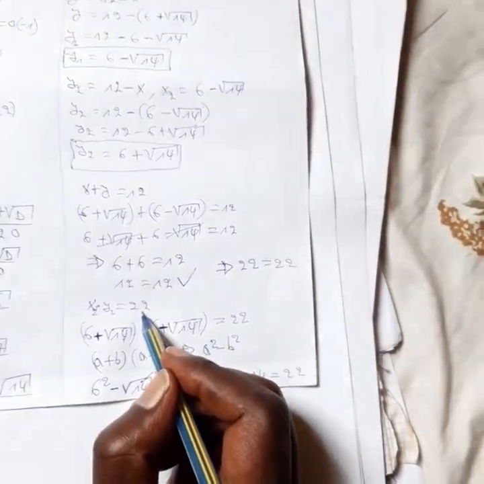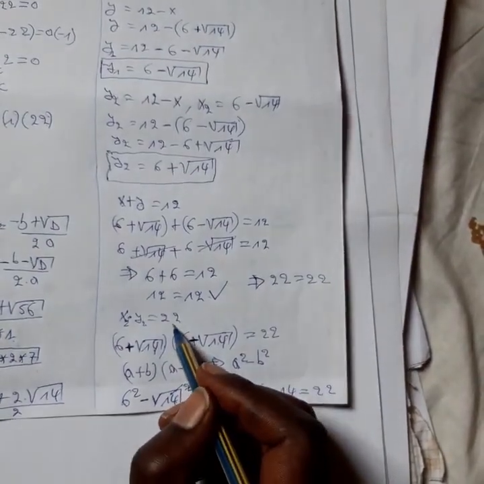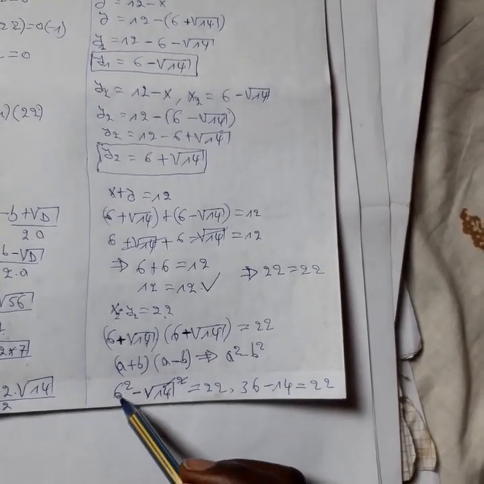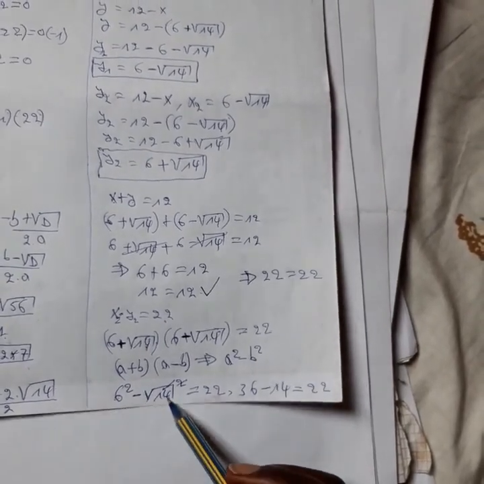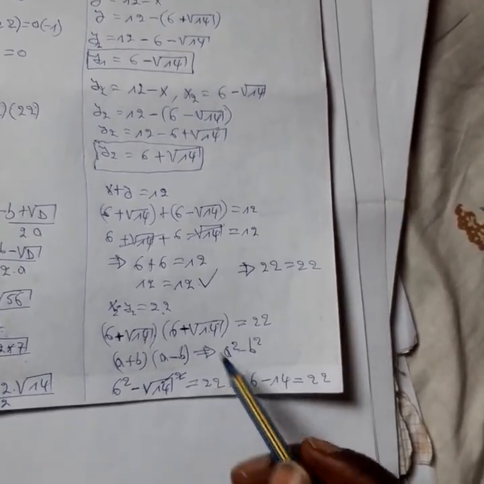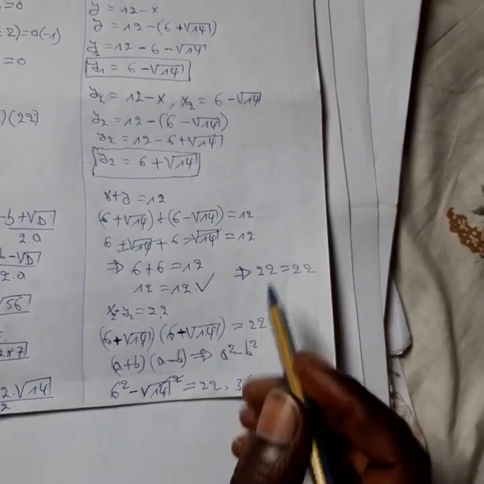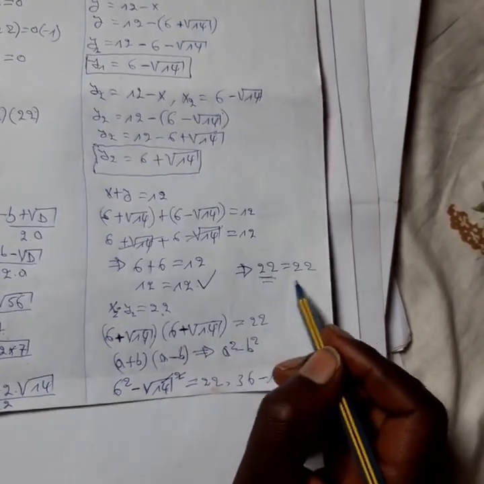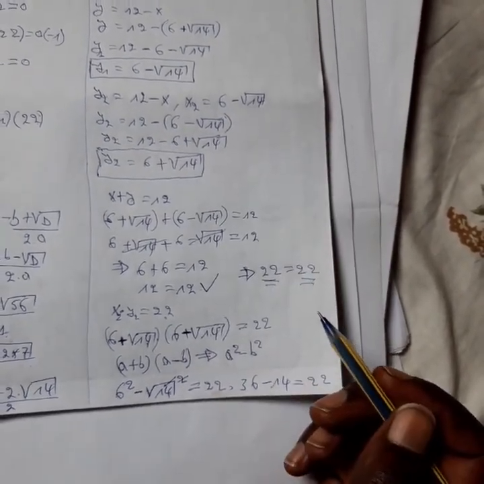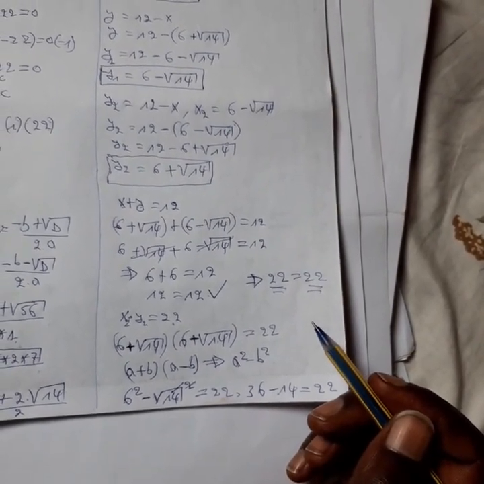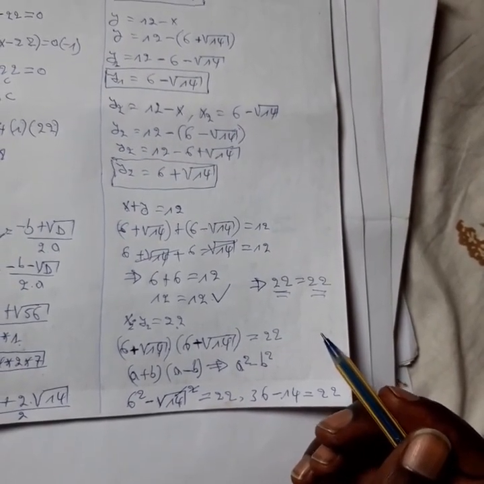So guys, I think everything is clear now. Here we got 6 squared minus 14, which is 22, and this equation must be equal to 22, and we got 22, which is equal to 22. So hopefully you got something from this exercise. See you next.